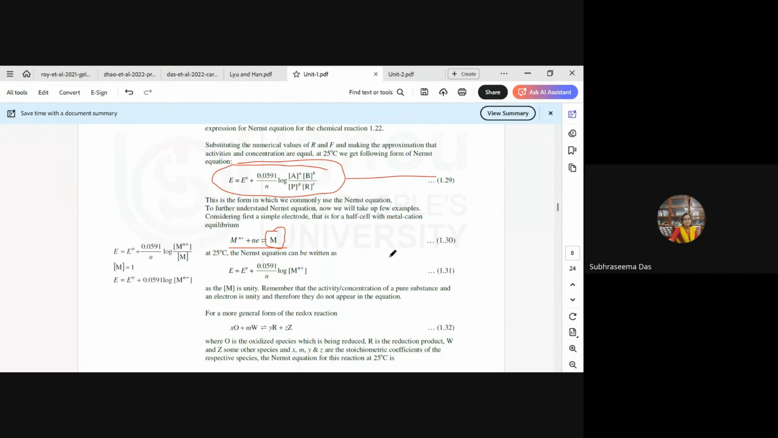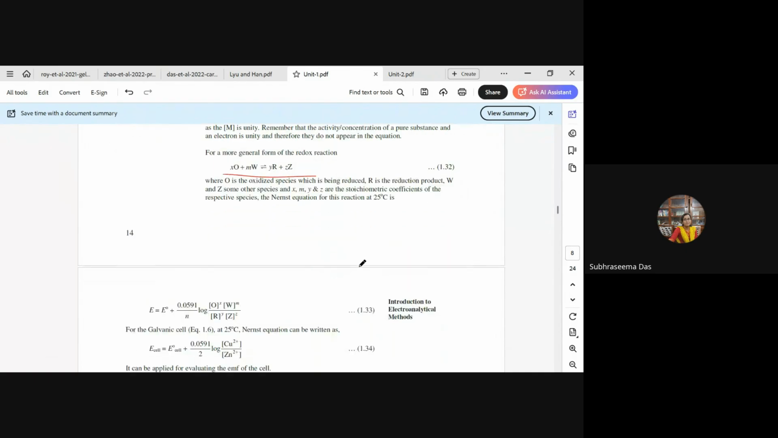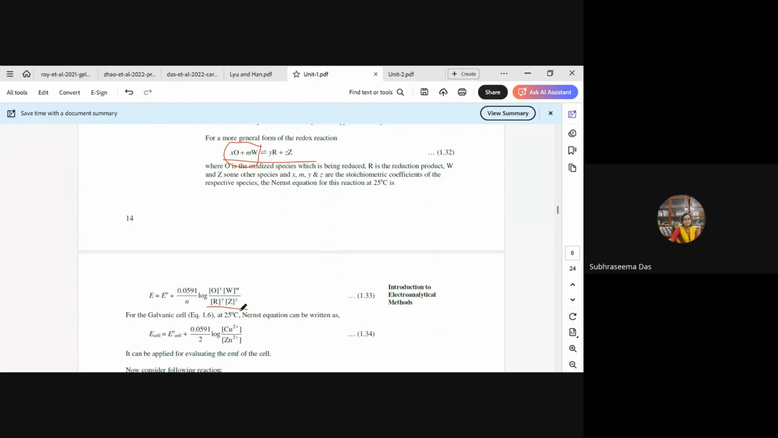Then for a more general form of this reaction, the Nernst equation can be written as E is equal to E0 plus 0.0591 by n into log of, we will start with the reactant side, the concentration of O raised to the power x, the concentration of W raised to the power m, divided by the products R and Z, that is the concentration of R raised to the power y and the concentration of Z raised to the power z. So this is how we write a Nernst equation for complex reactions.